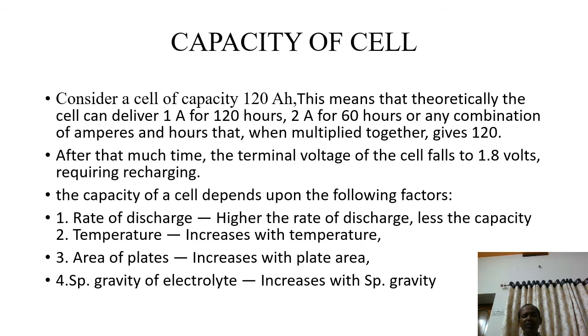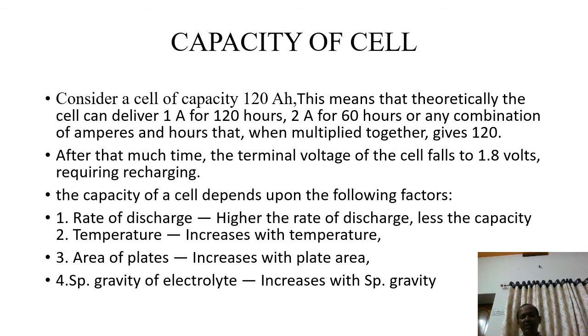Specific gravity of electrolyte plays a very important role when two electrodes are placed in a container. The specific gravity of the electrolyte plays a major role, and the capacity of the cell also increases with the specific gravity of the electrolyte. This is the important point here.